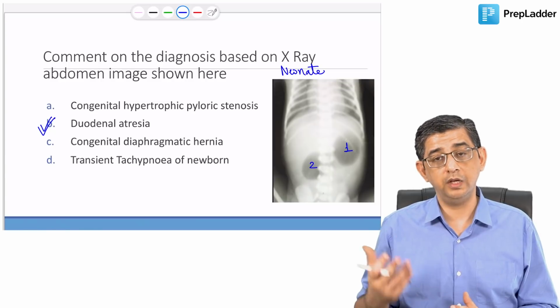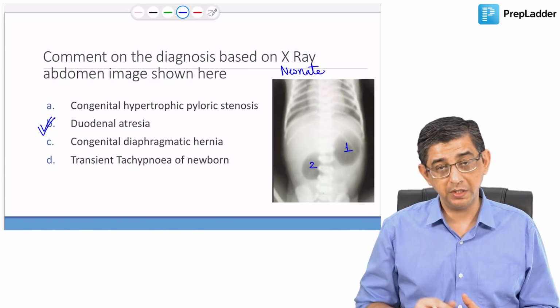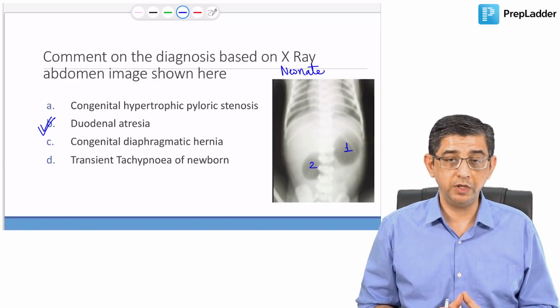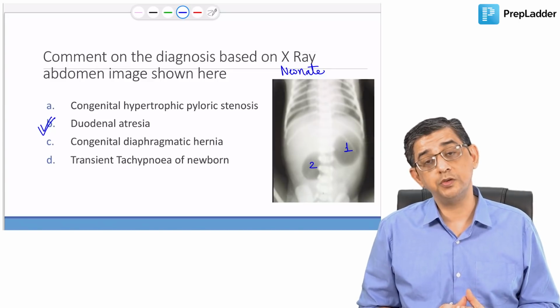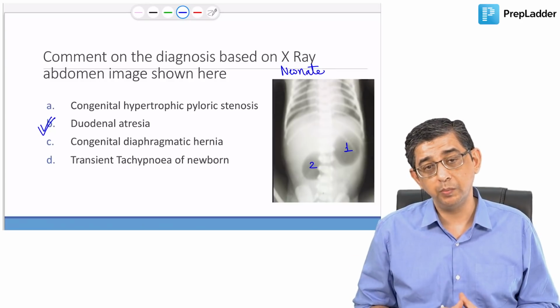In diaphragmatic hernia, there would be herniation of bubble into the chest. Transient tachypnea in a newborn, he will give you history of cesarean section followed by respiratory distress. But since no history is given and two bubbles are present, so that would be a duodenal atresia.